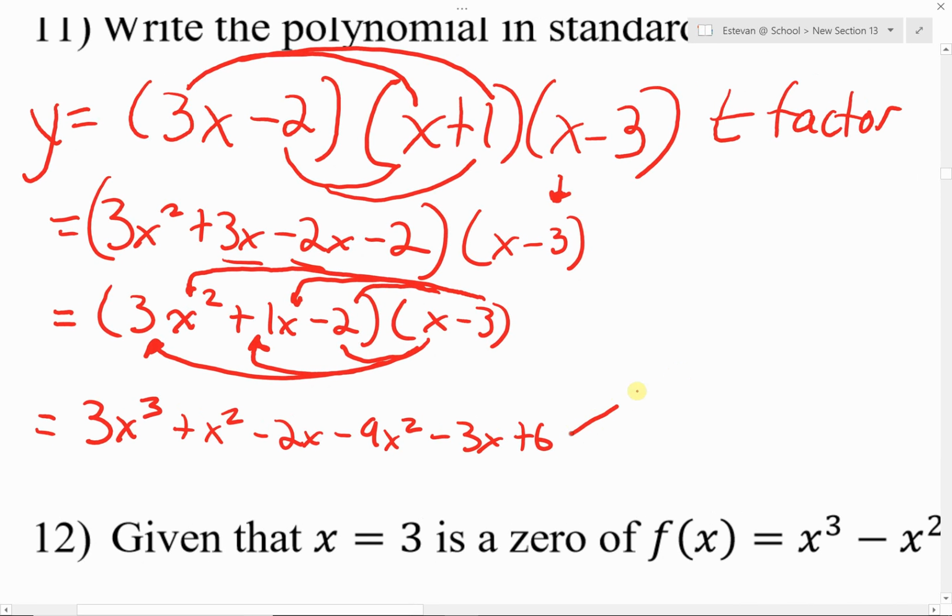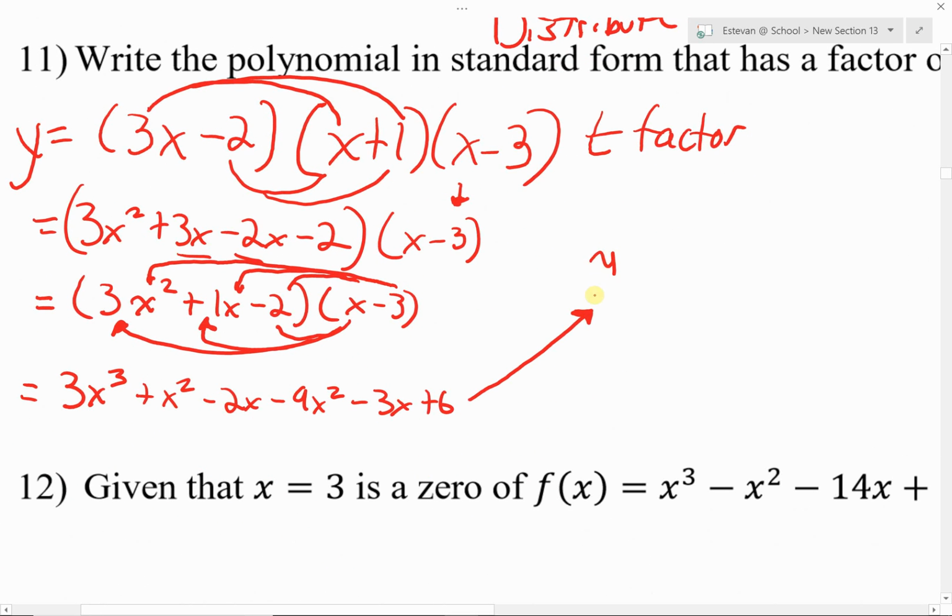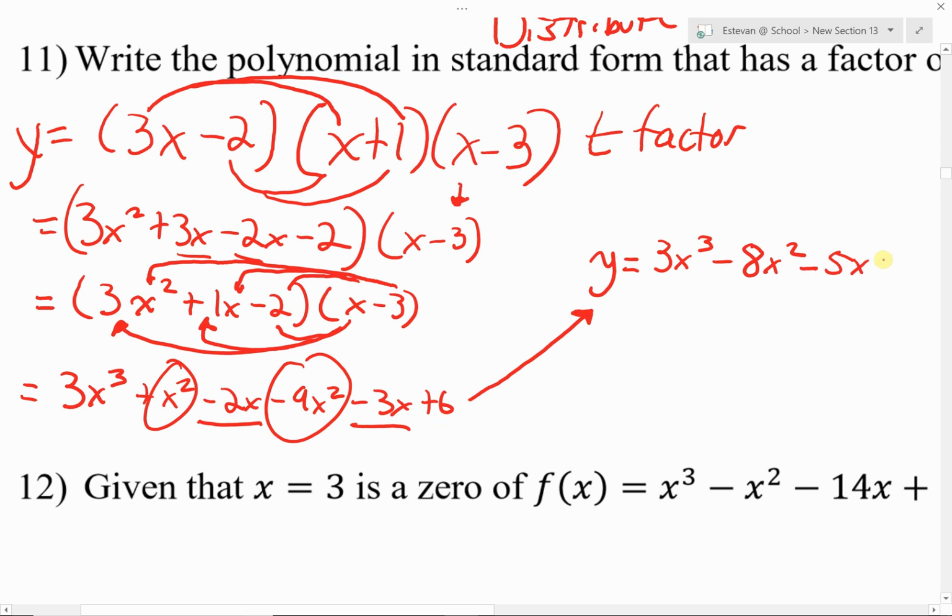Combine like terms, which just for space, move us over here. Zoom out a bit. And you get the equation y is equal to 3x cubed. I know my x squared, negative 9, that comes out to be minus 8x squared. Then I could do my negative 2 and my negative 3. That comes out to be negative 5x. And the last one is just a plus 6. Standard form. Box it. And that would be the correct equation.